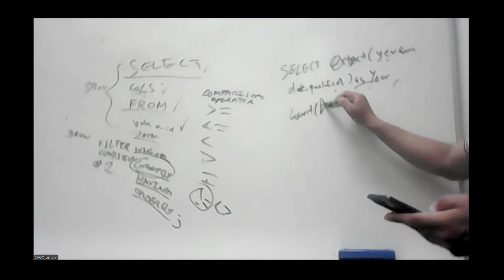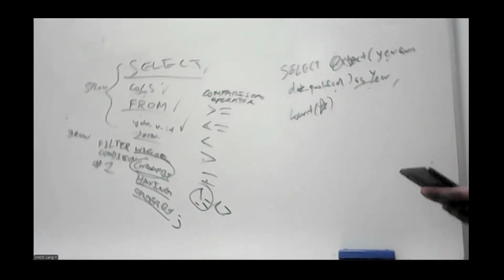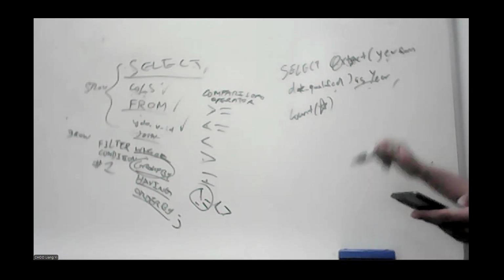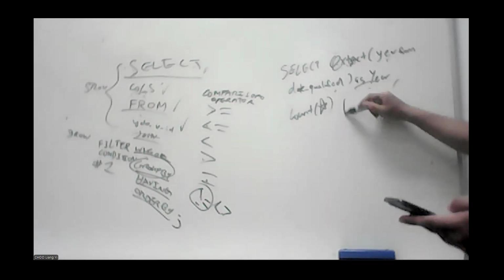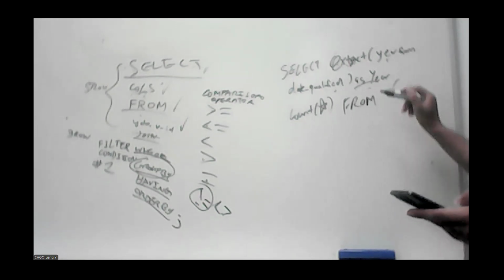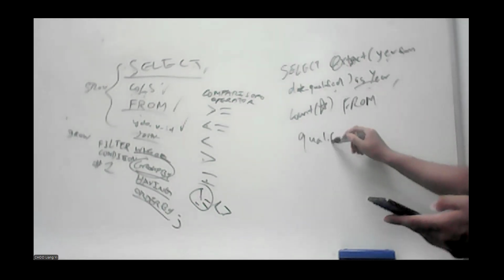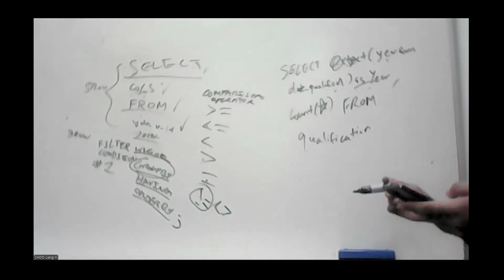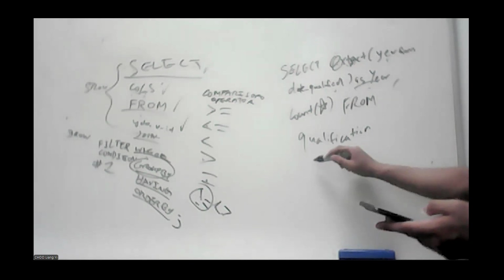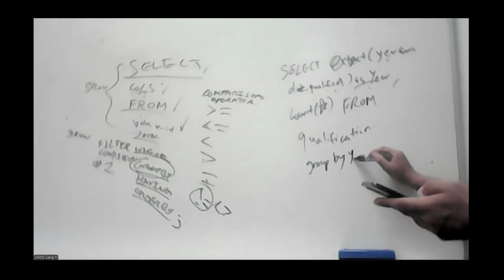Count star, like I said, that is an aggregate function. This just counts the number of rows. After that, select columns from the qualification table for this example. After that, you want to group, so you can group by year.